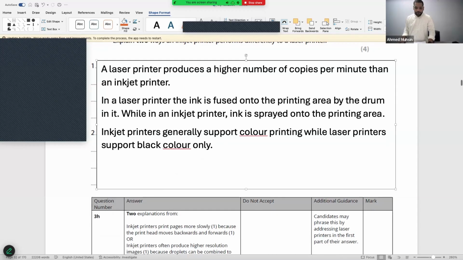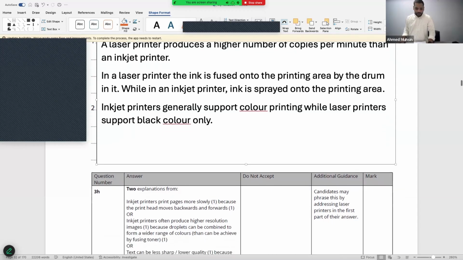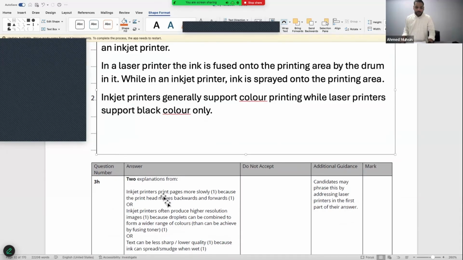We are moving down. Okay. So you can see they are speaking about higher resolution. Guys, look at this. We never spoke about this high resolution part. It says inkjet printers can produce a higher resolution because droplets can be combined to form a wider range of colors. In short words, you can say inkjet printers support a wider variety of colors than laser printers.